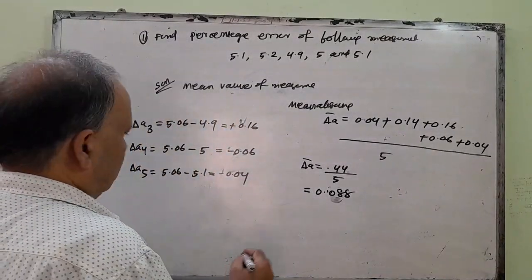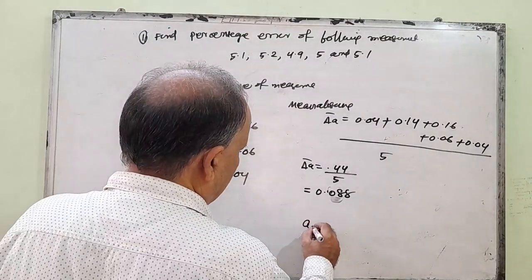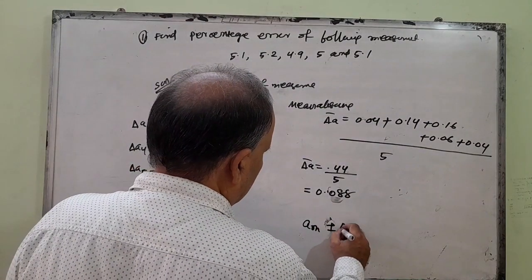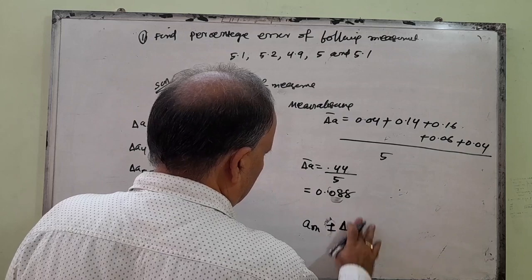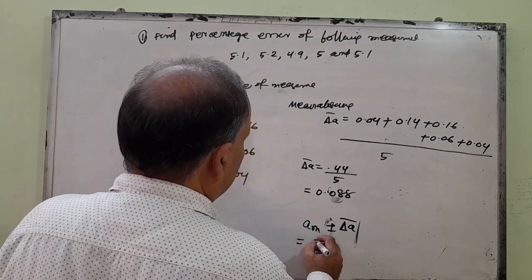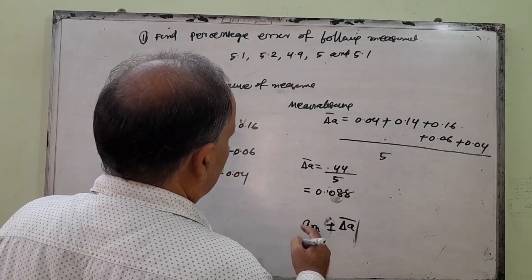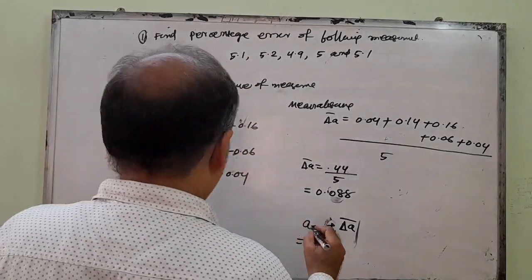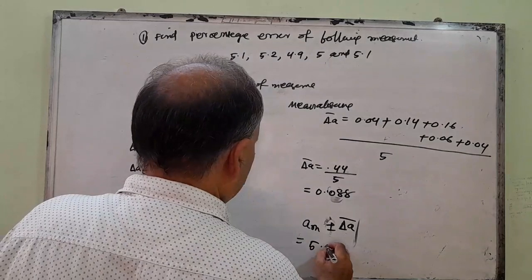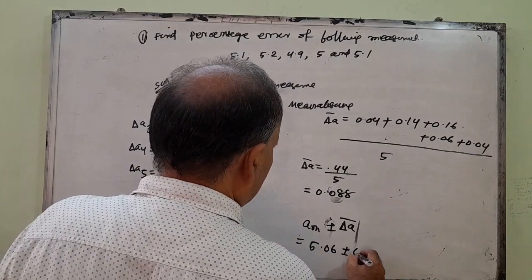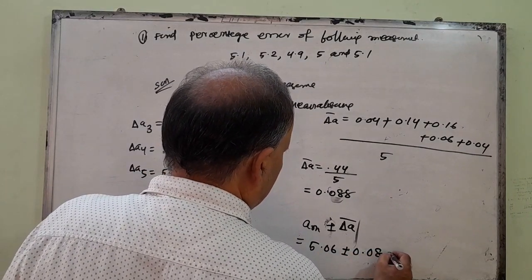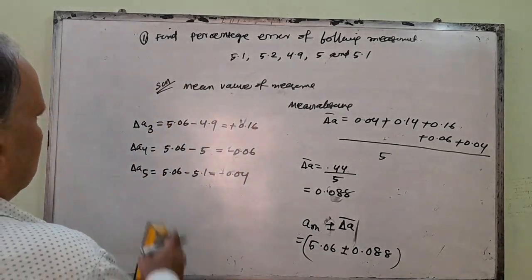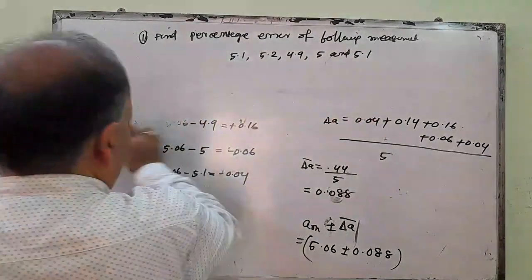Now we can write the physical quantity as AM plus minus delta A bar, that is equal to what? Your AM is 5.06 plus minus 0.088. This is the value of the physical quantity.